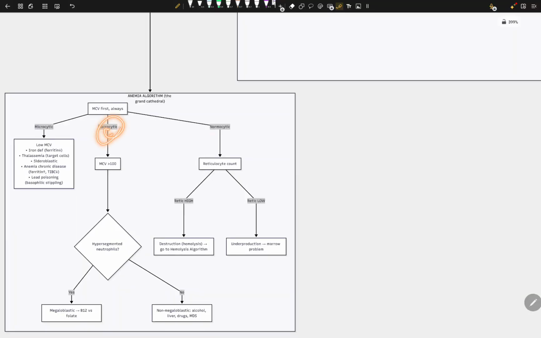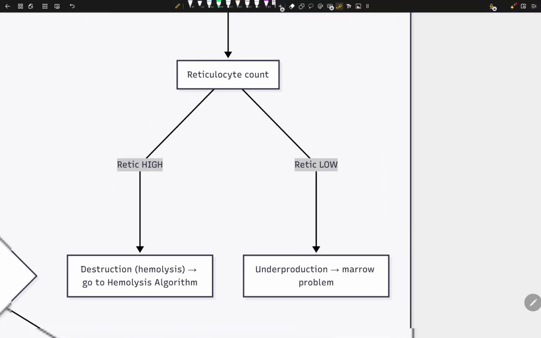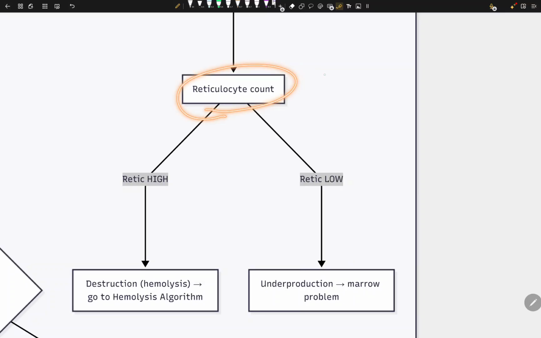So that's macrocytosis. Then we have normocytosis. RBCs are around 90 femtoliter right here. What the hell? Then we want to think about reticulocytes. Now, if reticulocytes are high, it means things are not going well. It means we have hemolysis. Blood is being messed up somewhere. Blood is being destroyed somewhere, right? That's why we have retic high. Marrow is pushing the reticulocytes, right?